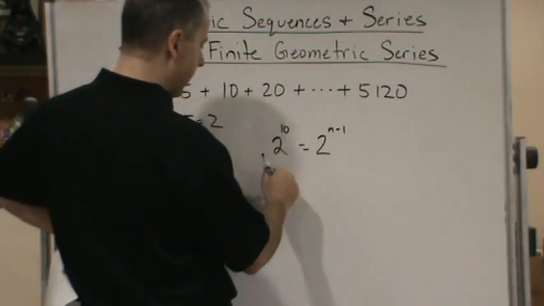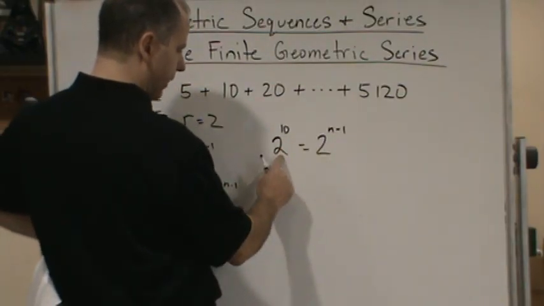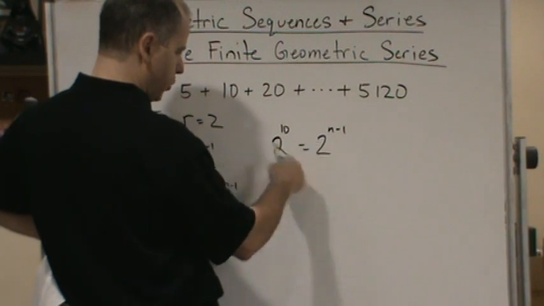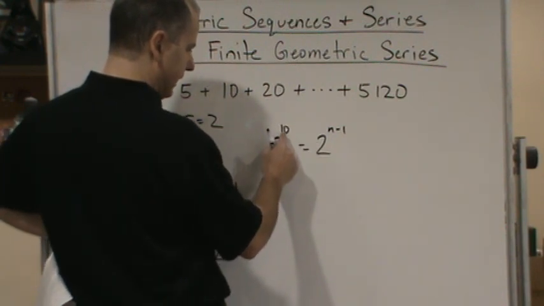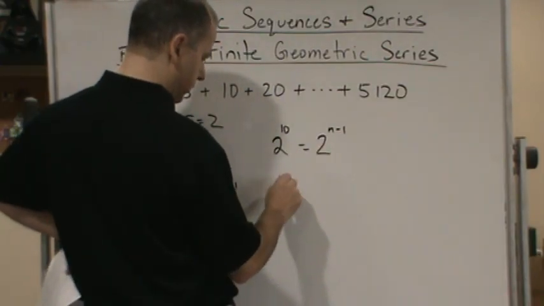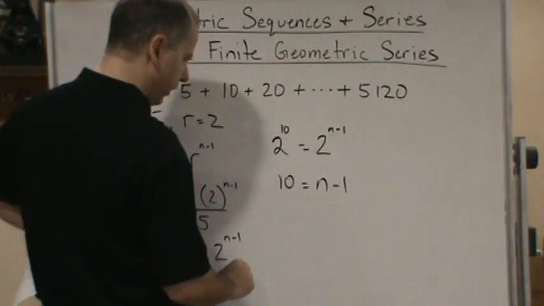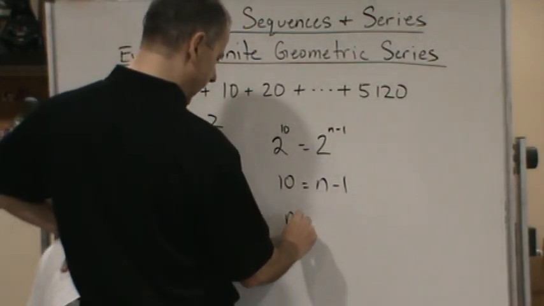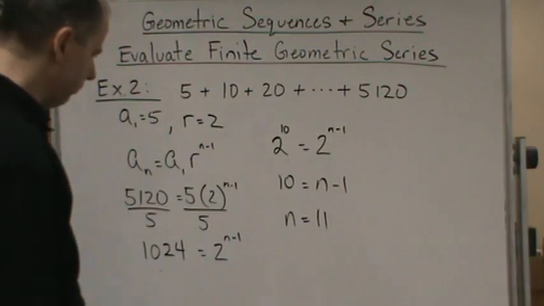So that means now, using the equality property of exponents, if we have two exponentials with the same base and they are equal, then the exponents must be equal. So that means 10 equals n minus 1, which means n equals 11.